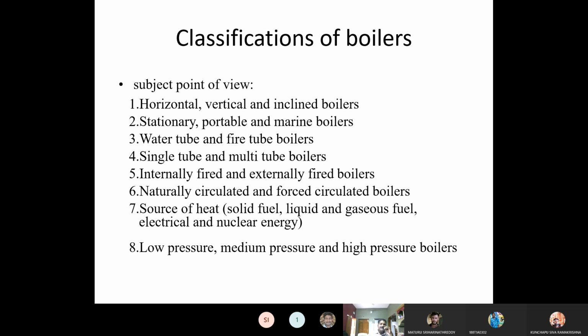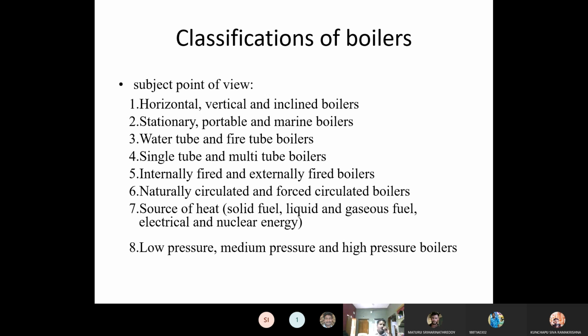Understand? Slightly inclined pipes. Through inclined pipes, water slowly moves up or rises up. This is the phenomenon of natural circulation. Natural circulation is absolutely by the heating of the gases. If any boiler employs that concept for circulation of water, that is called a naturally circulated boiler.